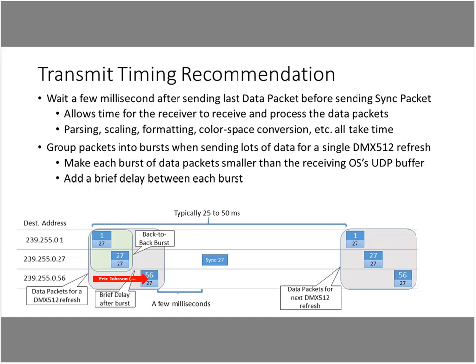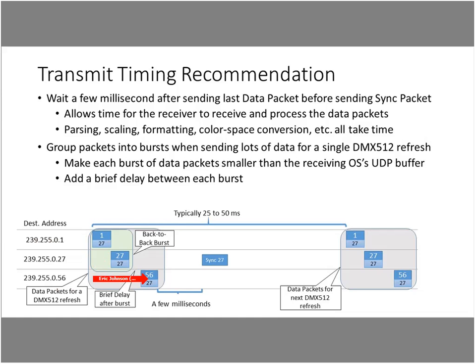My recommendation is that you make each burst of data smaller than the receiving OS's UDP buffer size. What size is that? I think Windows used to default to 8K for a UDP buffer. You can tune that. I haven't kept up. What OS is your receiver?